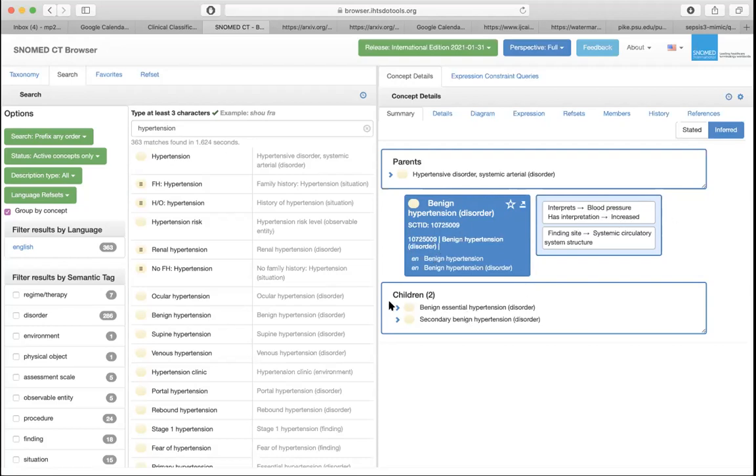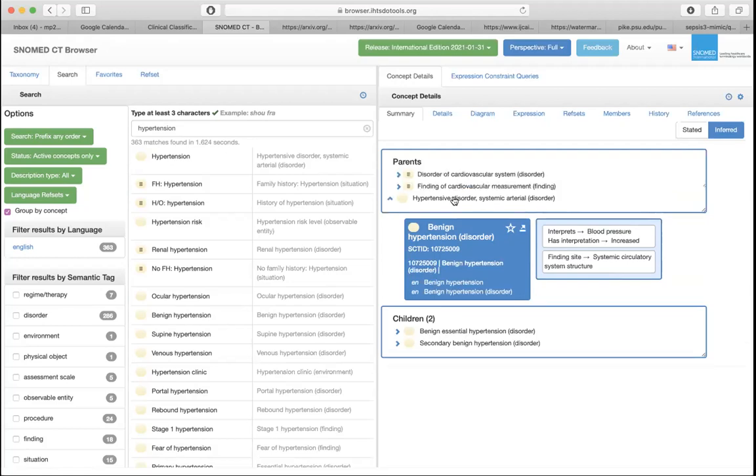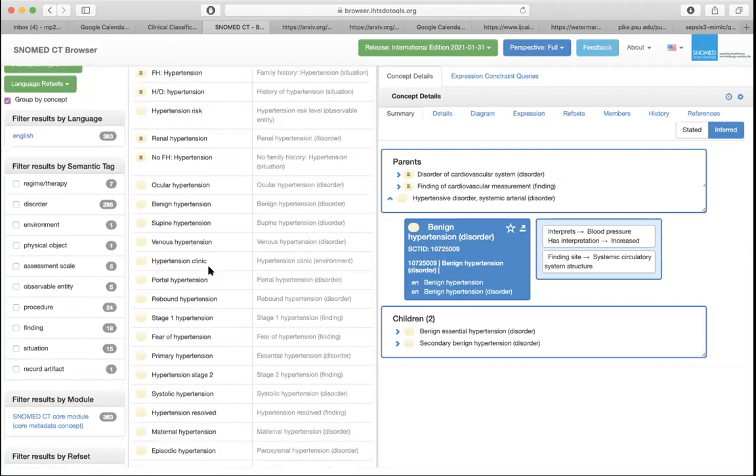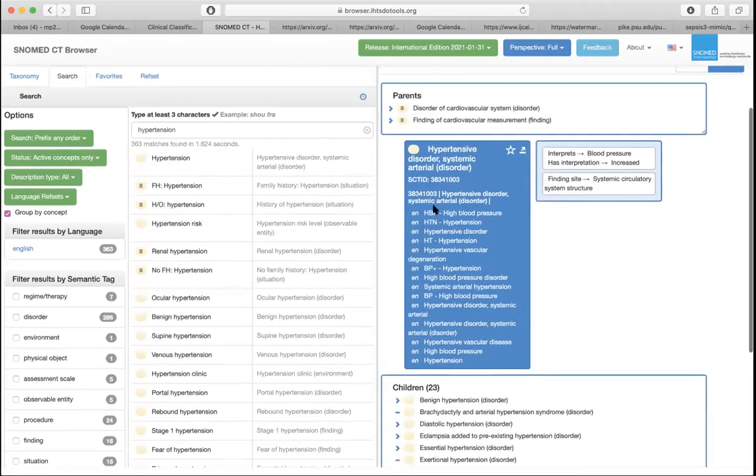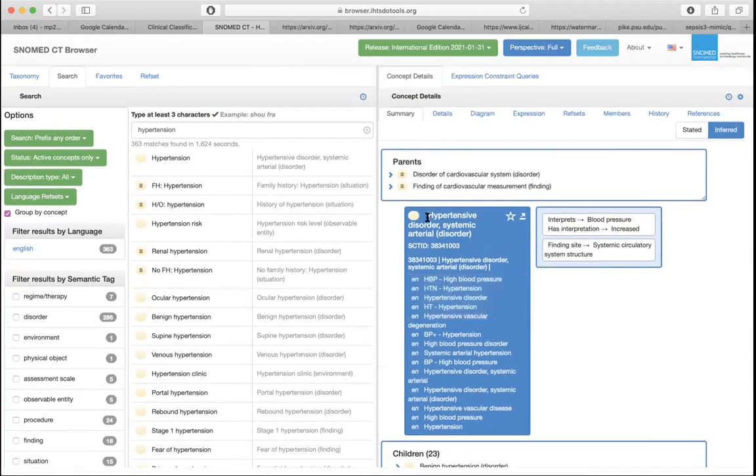I guess we can click other stuff as well. Maybe we can go for hypertensive disorder. If we click this, what happens? Disorder of cardiovascular system. Okay, I guess it's not a link actually. Right, and there are also other types of relationships, like how the synonyms are all here. So high blood pressure, hypertension, hypertensive disorder, hypertensive vascular. Like in English, these are all the synonyms of hypertensive disorder.